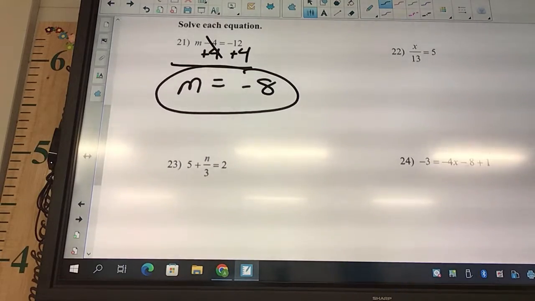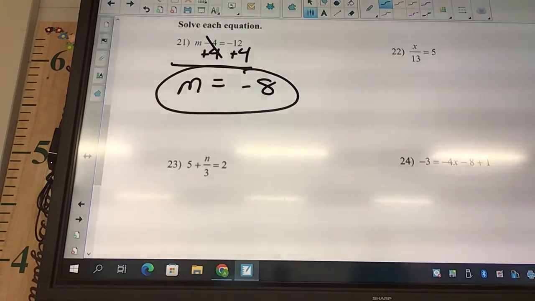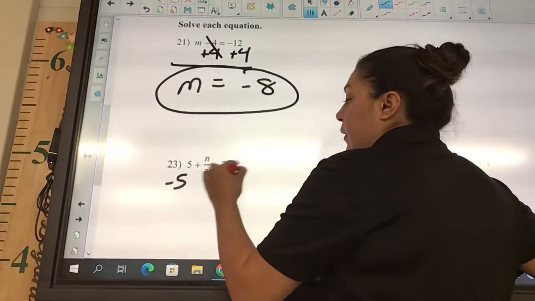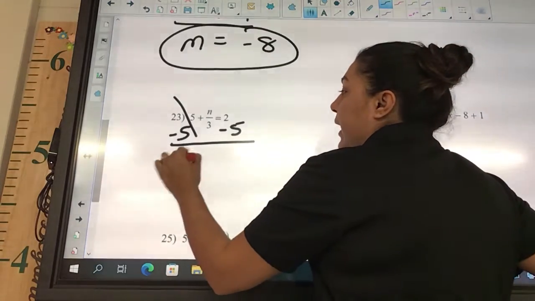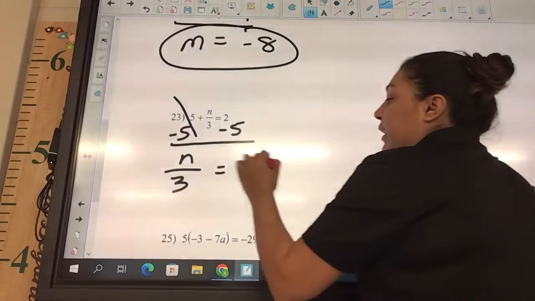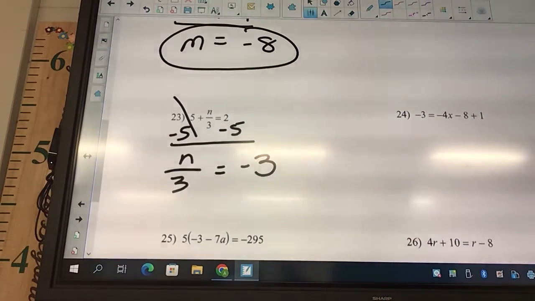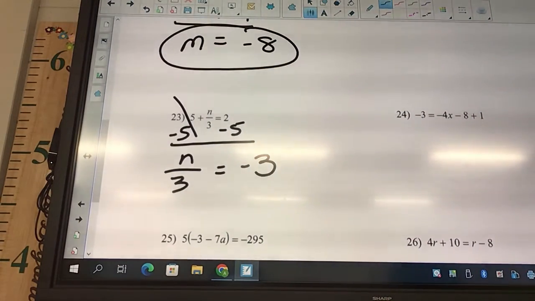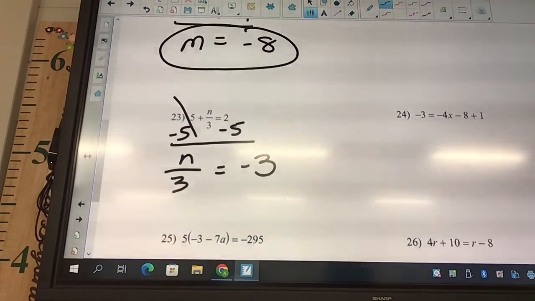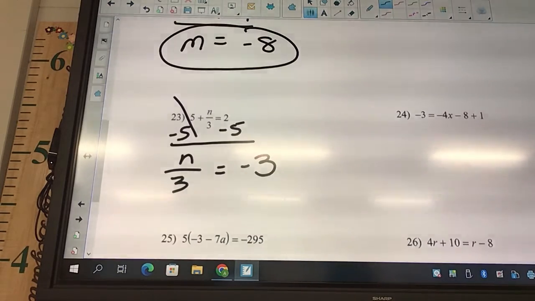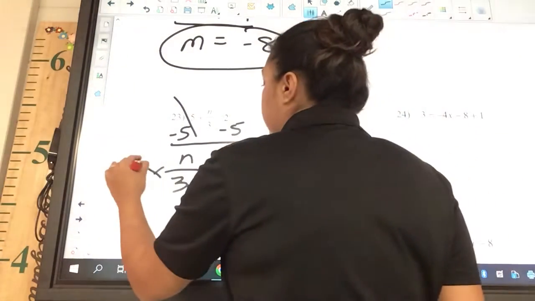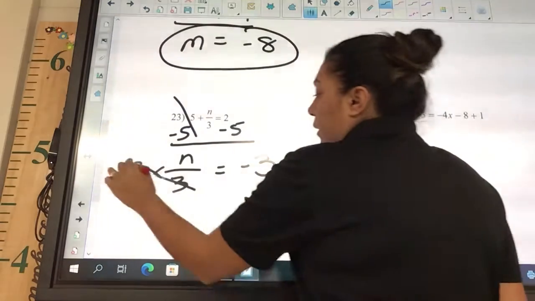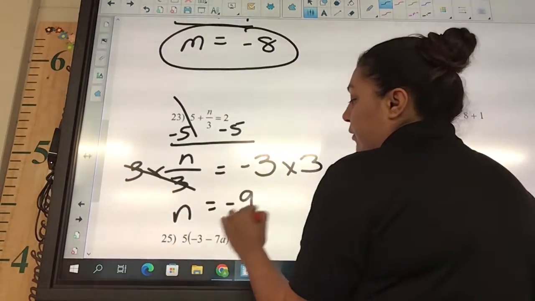Okay, 23, what needs moved first? The 5, so we're going to say -5. Okay, so I got n over 3 equals -3. Okay, and then what? It's multiplication. When you have a fraction bar or it says n over, that means really divide. So n equals -9.